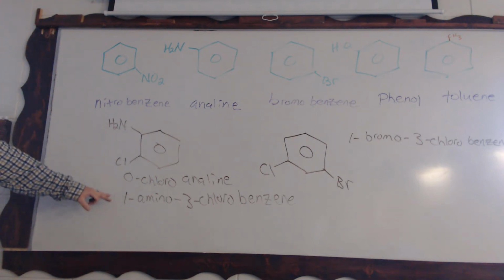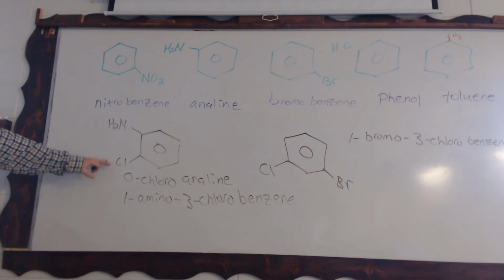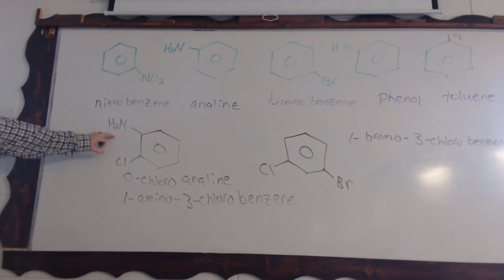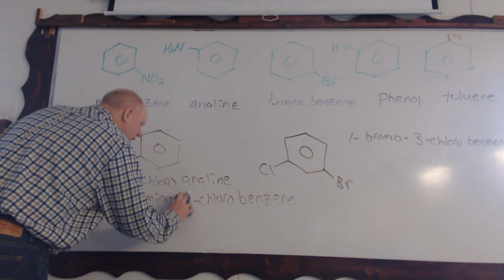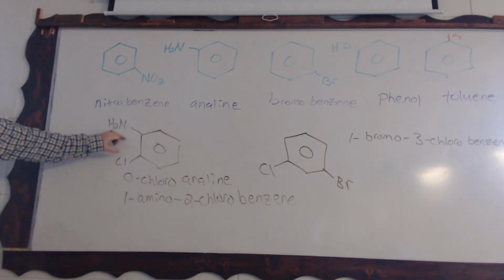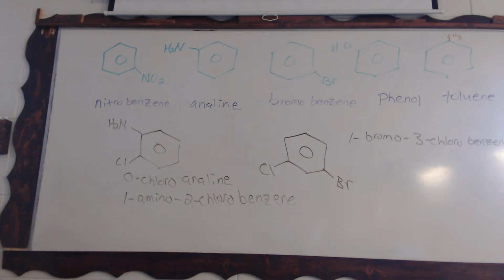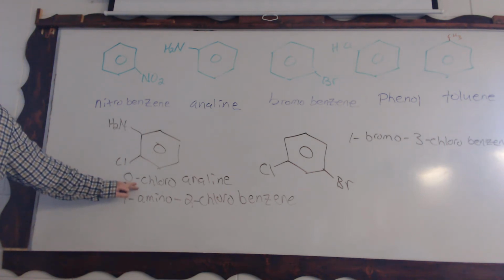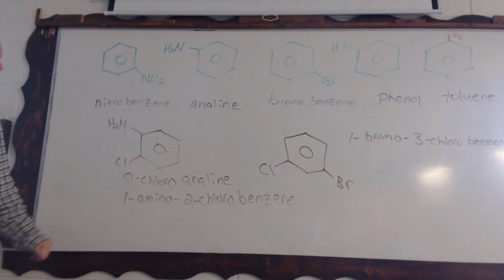Otherwise, if you do this one, then you would still say aniline here, 1-amino-2-chlorobenzene, because it's, again, one place away. But you were all in agreement that you thought that this is much easier. And I would agree. The common names are much, much easier.